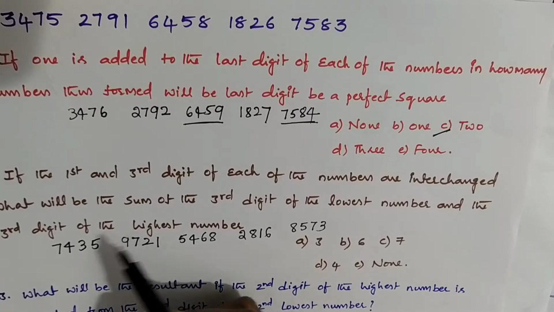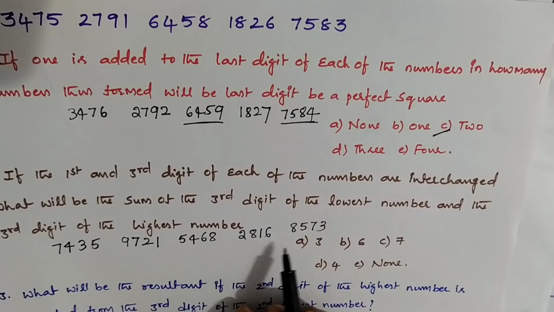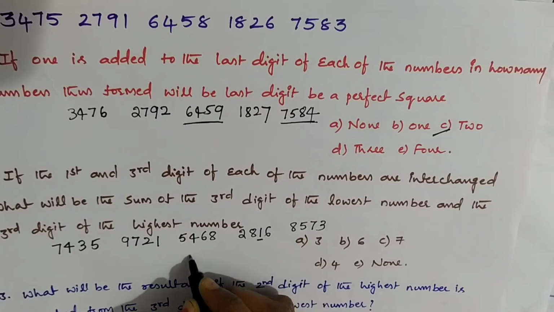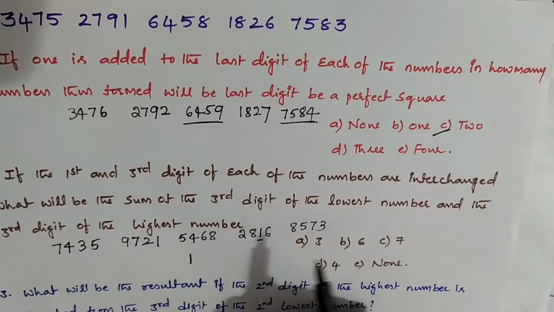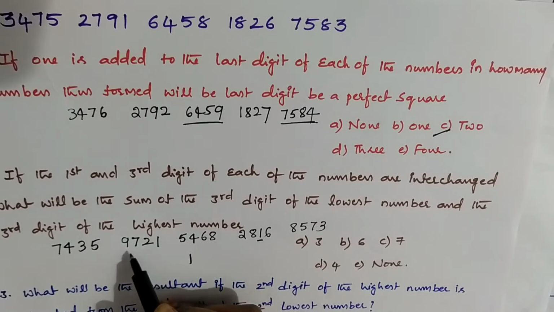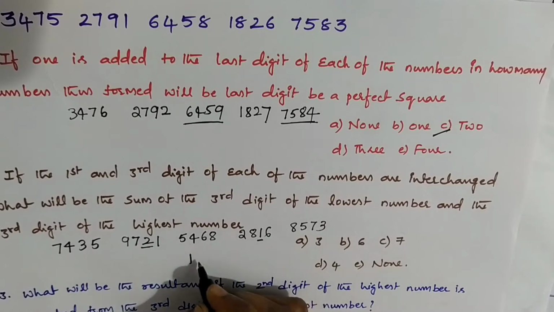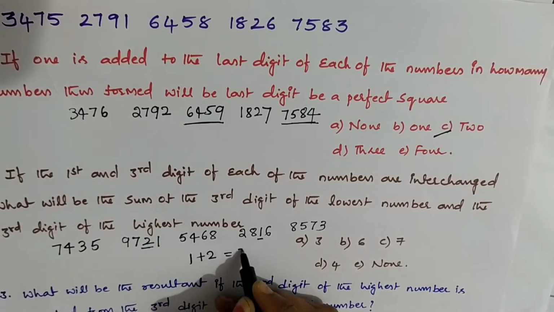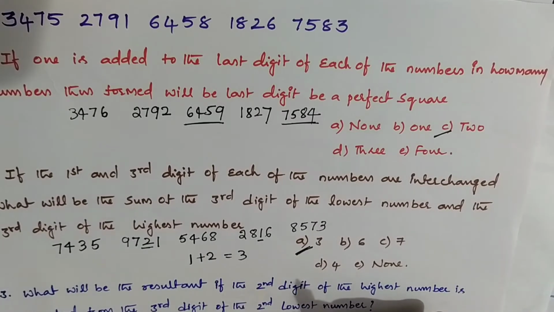Then what will be the sum of the third digit of the lowest number and the highest number? The lowest number is 2816. What is the third digit of it? 1. And the third digit of the highest number? The highest number is 9721. What is the third digit? 2. Then the sum of these is 1 plus 2, 3. So option A is the right answer.